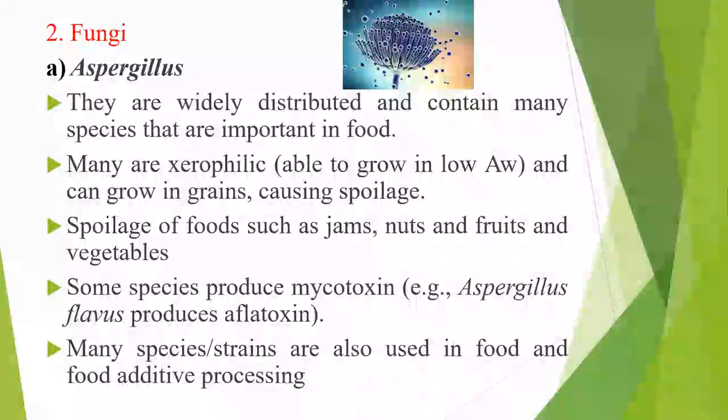So the first group of fungus is Aspergillus. They are widely distributed and contain many species that are important in relation to food, and many of them are able to grow in low water activity. They can survive in low moisture content, and they lead to the spoilage of grains, jams, nuts, fruits, vegetables, etc. Another important factor is that they produce mycotoxin. A fungal-produced toxin is a mycotoxin, and one example is aflatoxin, which is produced by Aspergillus flavus. But at the same time, many species of Aspergillus are also used in food and food additive processing.